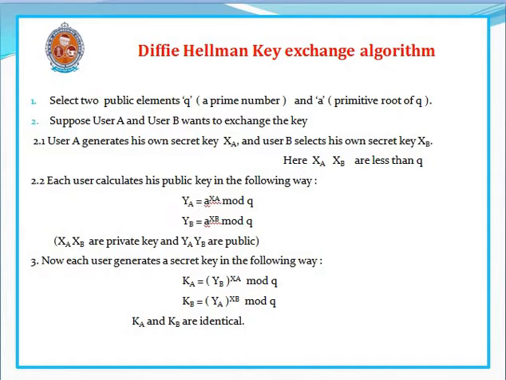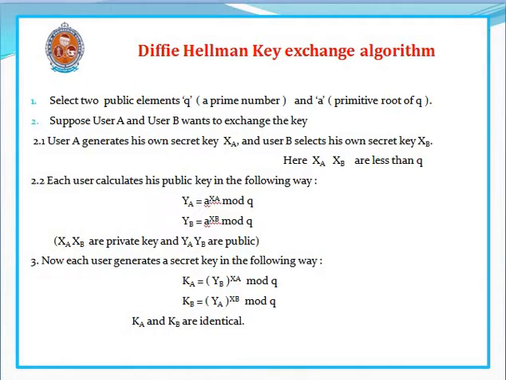Now each user calculates his public key in the following way. YA equal to A to the power of XA mod Q and YB equal to A to the power of XB mod Q. Here YA is the public key of user A and YB is the public key of user B. Here XA and XB are private keys, YA and YB are public keys.